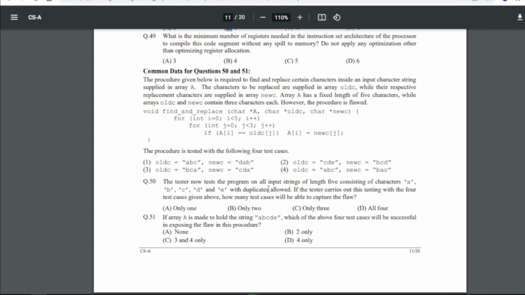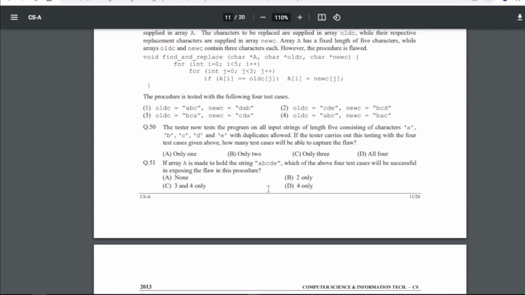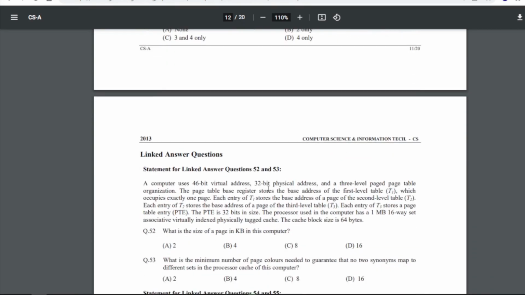51 is: if array A is made to hold the string A, B, C, D, E, which of the above 4 test cases will be successful in exposing the flaw in this procedure? So for 51 our answer will be C, that is 3 and 4.